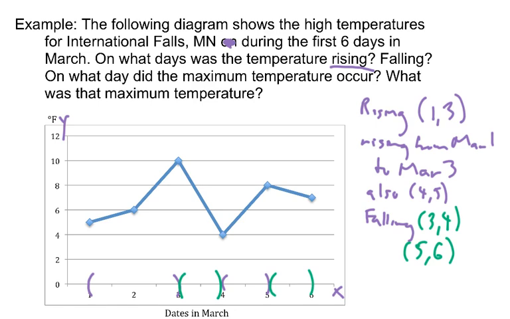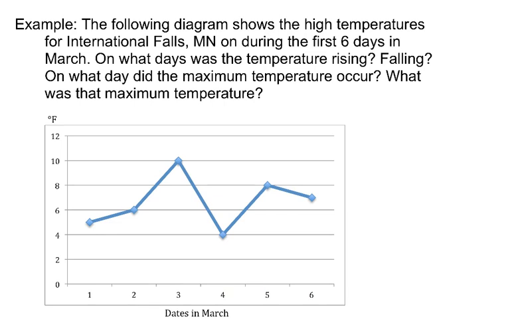Let me clear out some ink here and look at the final two questions. On what day did the maximum temperature occur, and what was the maximum temperature? Actually, what I mainly wanted to do with these two questions is point out that they're asking for something very similar, but not exactly the same. It's a different question to ask, on what day did the maximum temperature occur, than to ask, what was the maximum temperature?